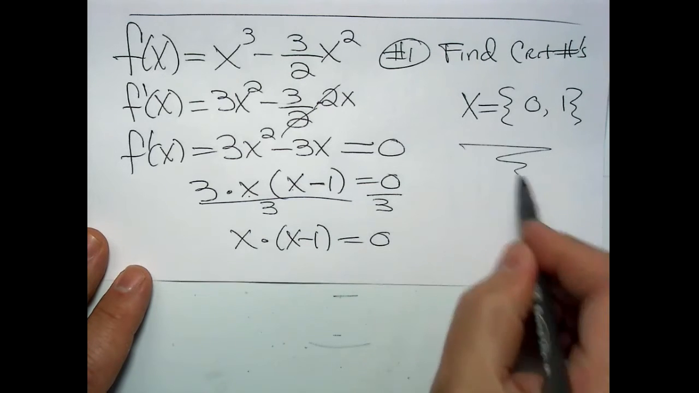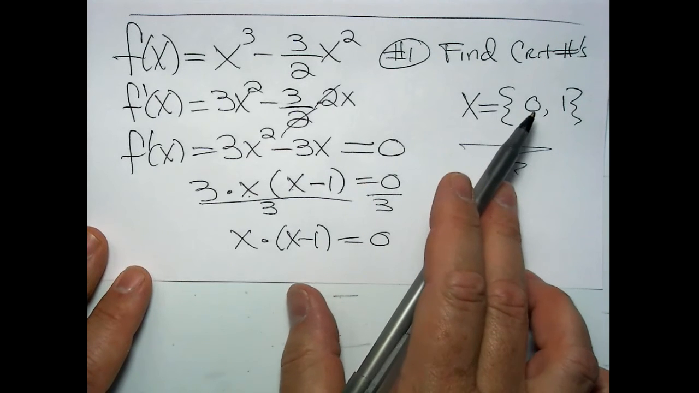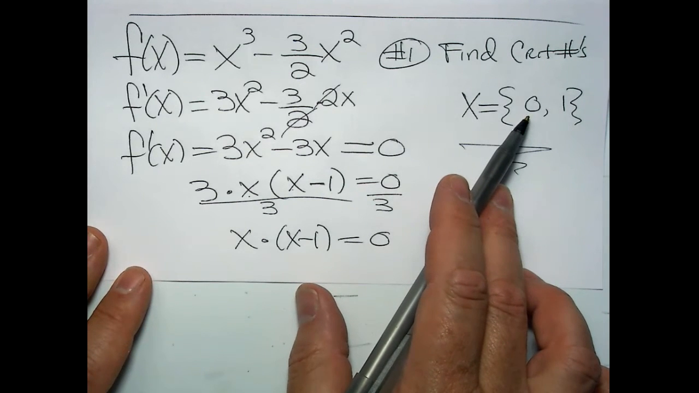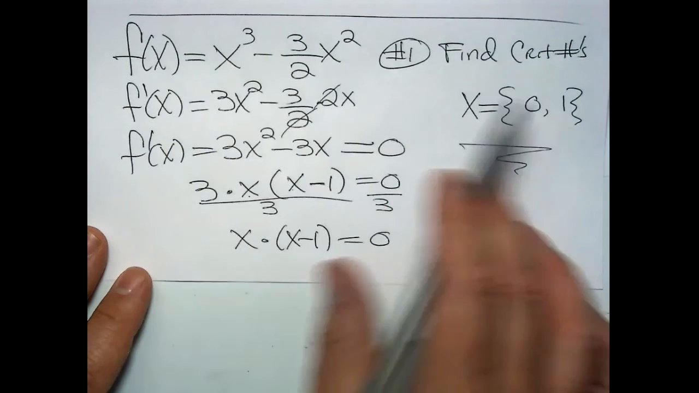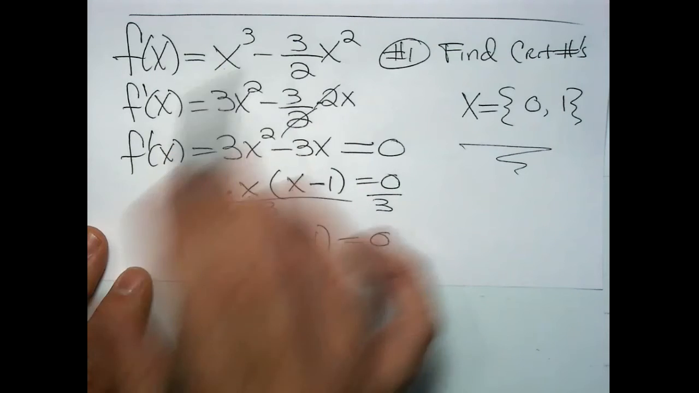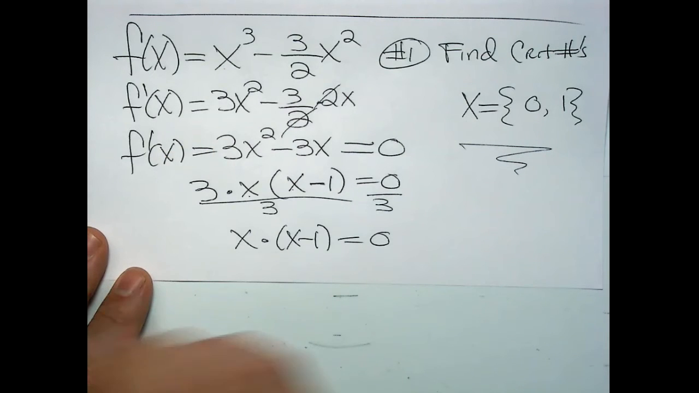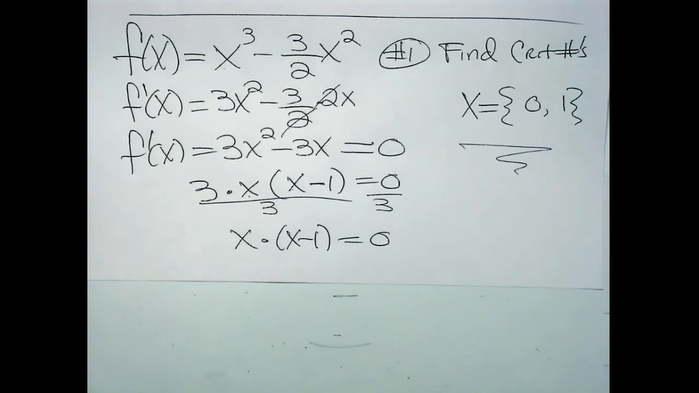Now, remember the rule on critical numbers. These also must make the function defined at those values. So if I put 0 in, I get 0 back. That's fine. If I put 1 in, I get -1/2, which is a value. So that's fine. So I can really call them truly critical numbers.